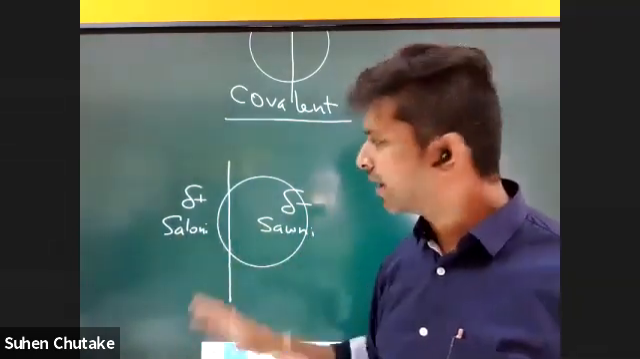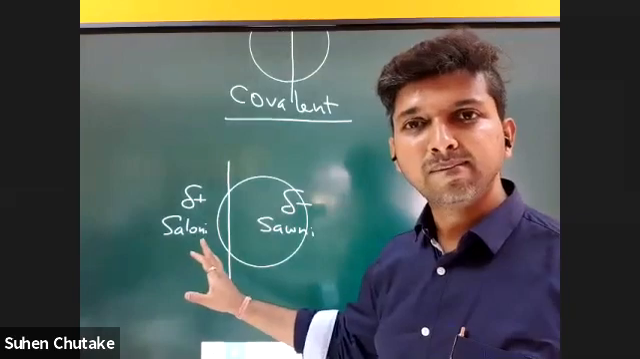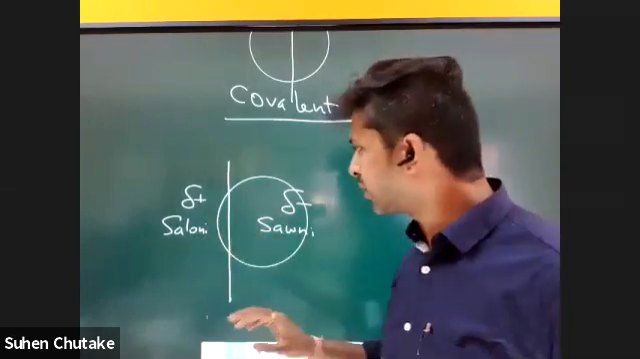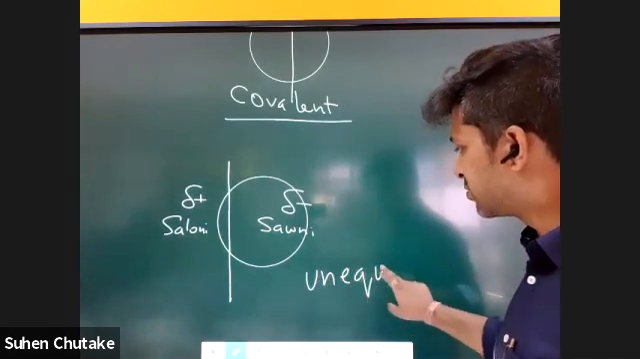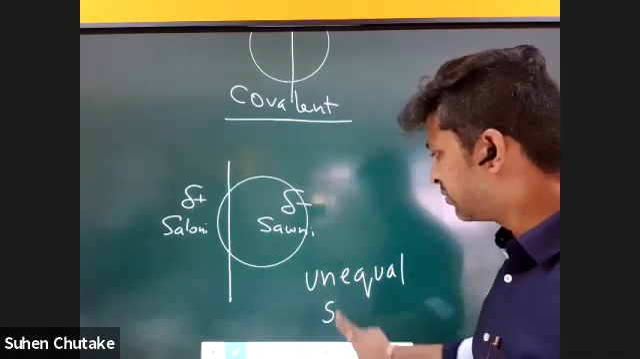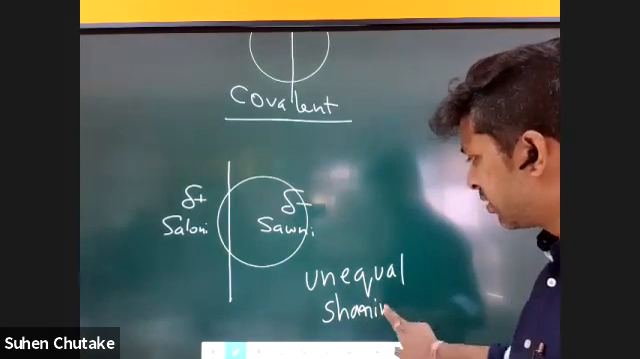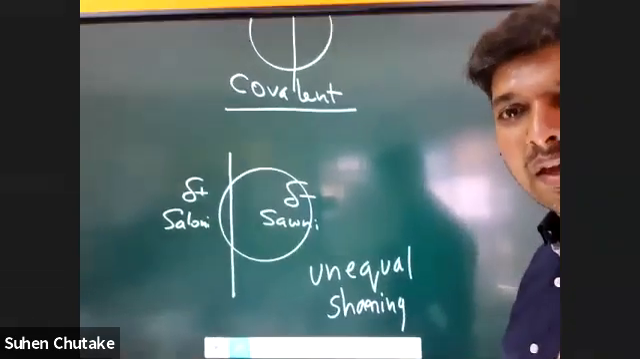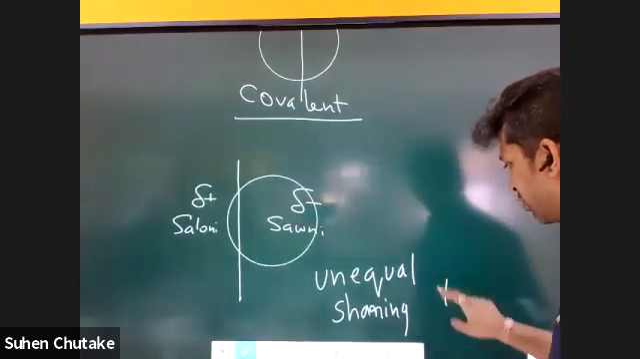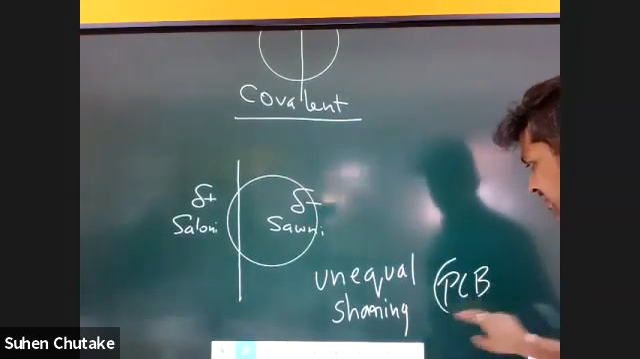So it will be what? Sharing only, but the sharing is not equal. The sharing is not equal. So this is unequal sharing, and unequal sharing is only the polar covalent. Unequal sharing is there. That is only called as what? Polar covalent bond. Right? Are you able to see this? Unequal sharing is called as what? Polar covalent bond.